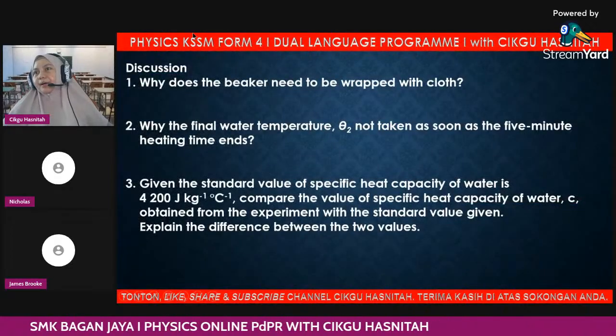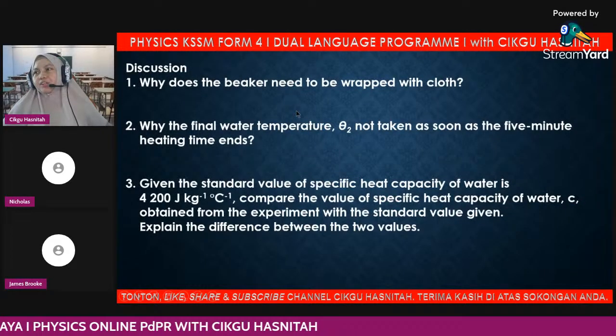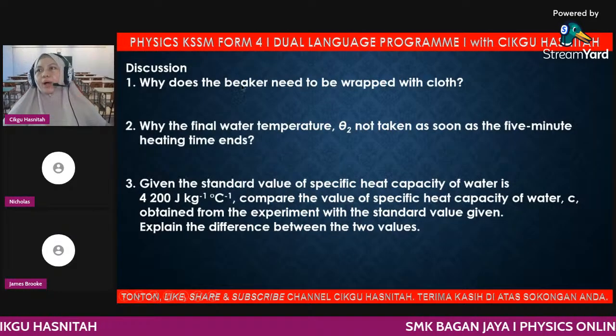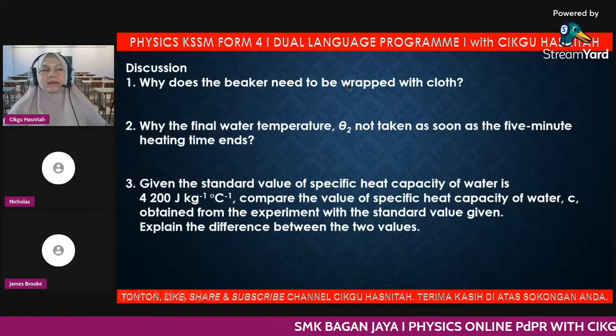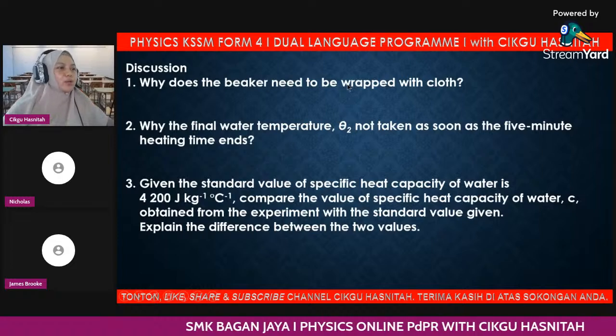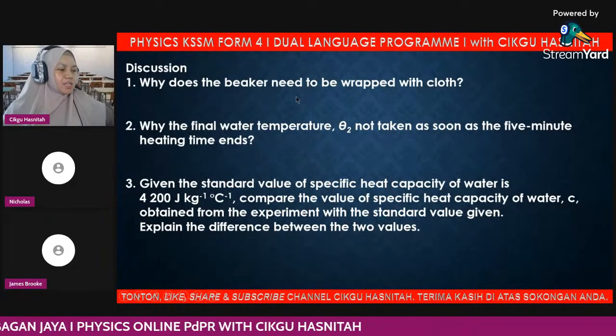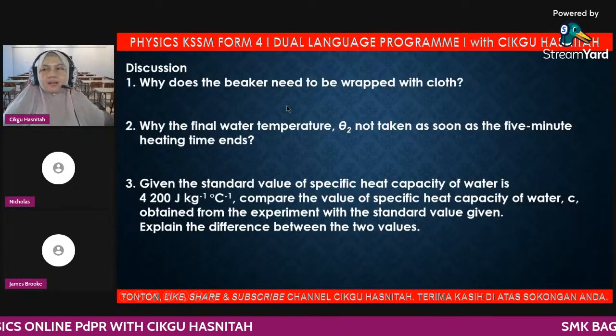Okay, then this is the question which may come out from this experiment. Why does the beaker need to be wrapped with cloth? So why do you think the beaker needs to be wrapped with cloth or with tissue paper? Anyone?